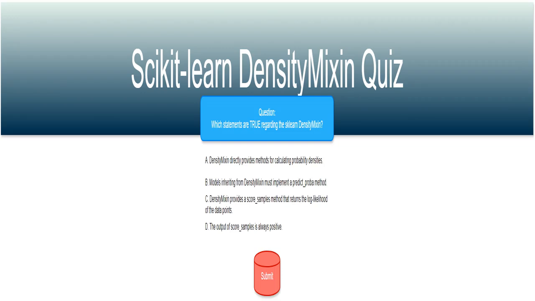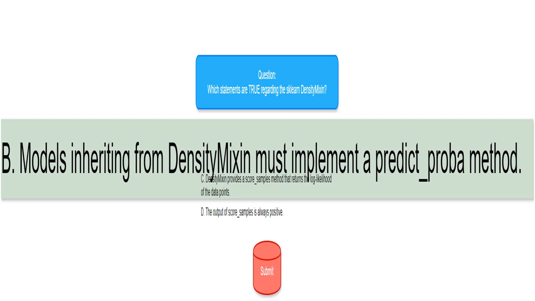This is false. DensityMixin is a mixin, it's not a fully functional model itself. It defines the interface, like a blueprint, and lets inheriting classes handle the specific implementation of density calculations. It's like a recipe. It tells you what to do, but you have to do the cooking. This statement is wrong.